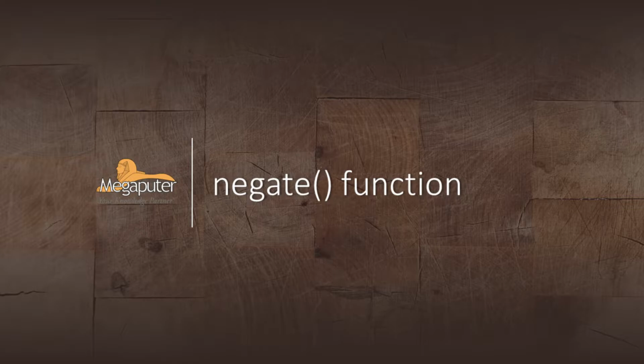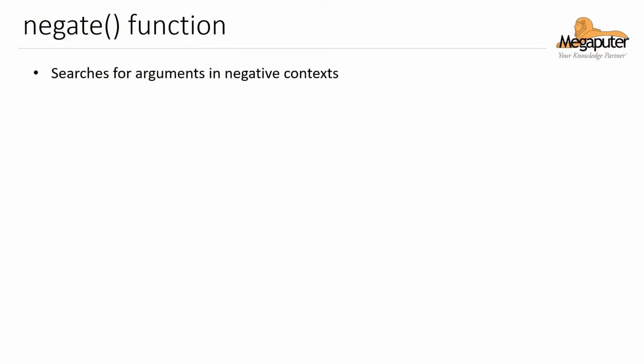In this video, we'll be going over the negate function. The negate function matches records which contain the function arguments in a negative context. It is the functional inverse of the possible function. For example, this expression here will match records where the word violation or its grammatical forms are negated.